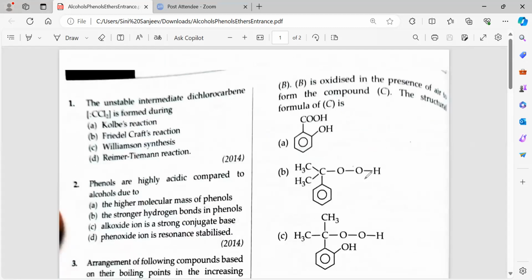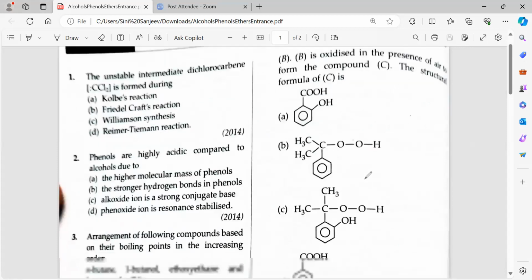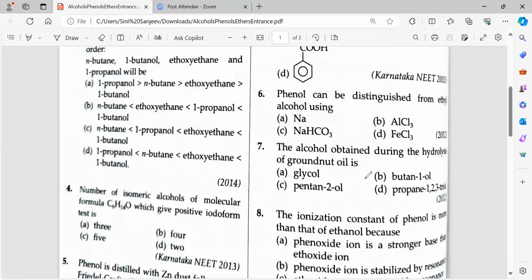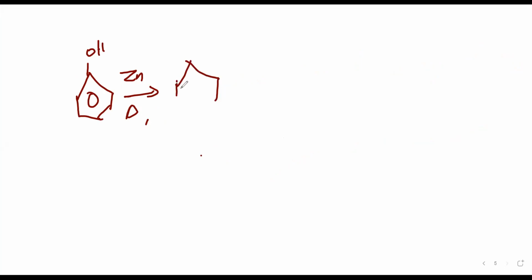And B is oxidized in the presence of air to form the compound C. Okay, this is a textbook question. Directly, I can do it very fast. First thing is draw the phenol. Zinc dust, and it's heated. So what will I get? I'll get a benzene ring. And then this is treated with what? Aluminium chloride, AlCl3.